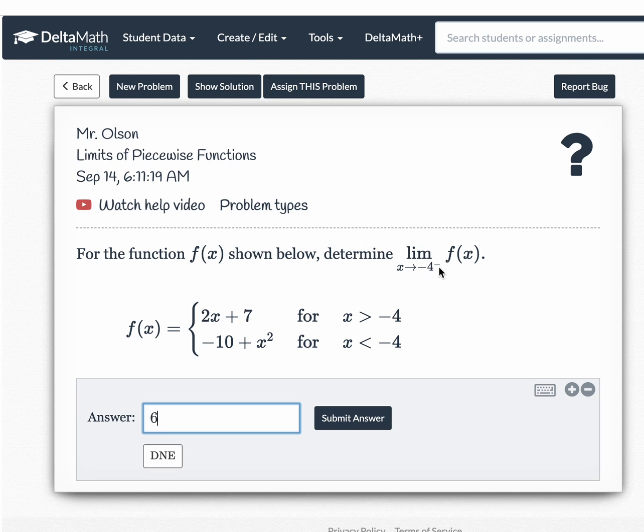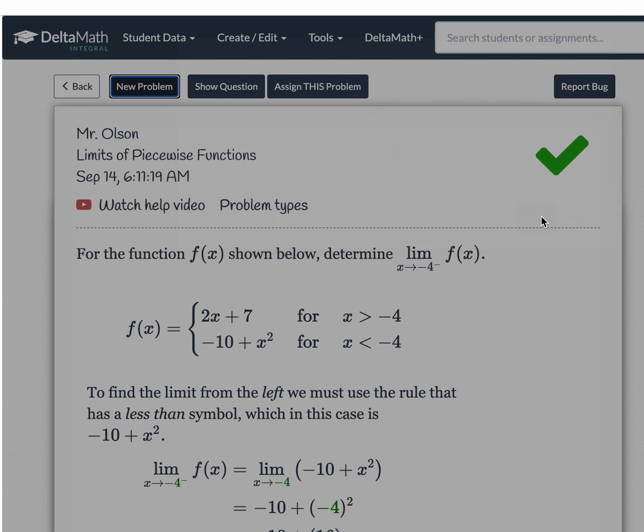If that little minus sign was not there, then the two parts would need to agree. And so I would plug in my -4 there, and I'd get -8 plus 7, which is not 6. They do not agree, so I would hit "does not exist," and that would be my answer. If it was from above, I would use only that other limit there. But this, I believe, is correct, so we're going to go.